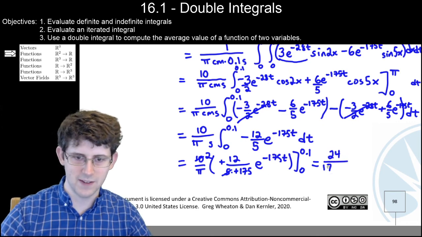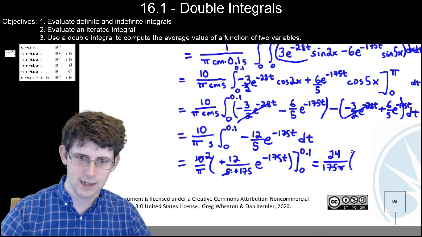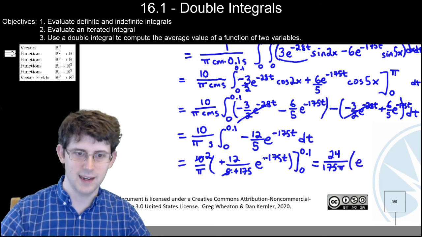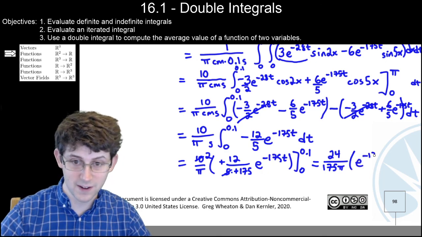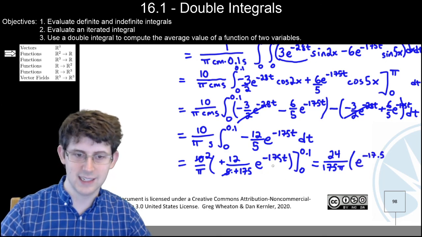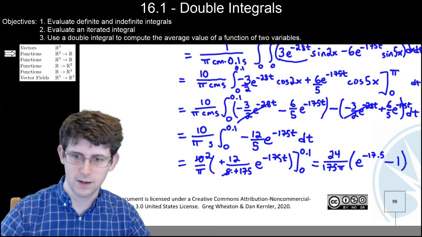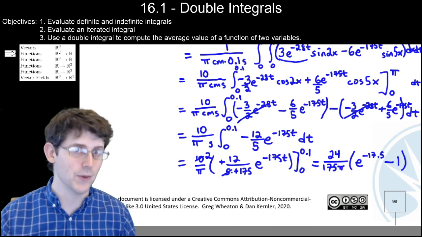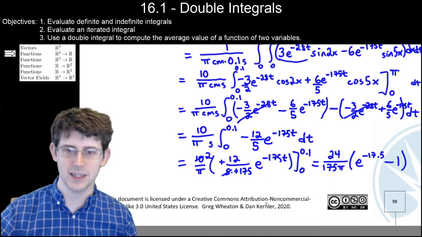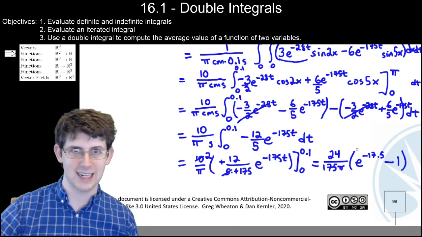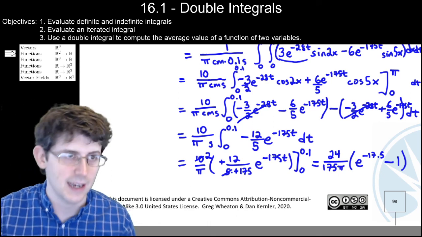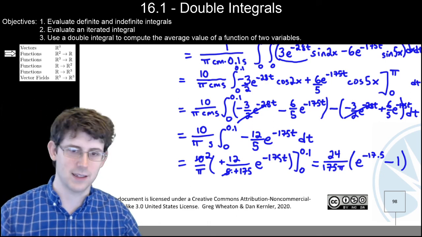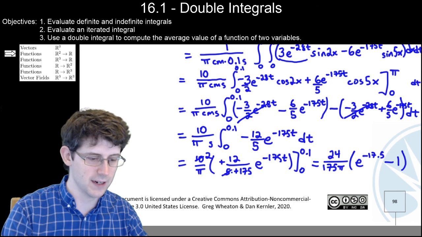24 over 175 pi times e to the negative 17.5 minus e to the 0. So this is our final answer. In this situation, because it's a physical example and because this is ridiculous and completely non-understandable, I think I'm going to get a numerical approximation for it.